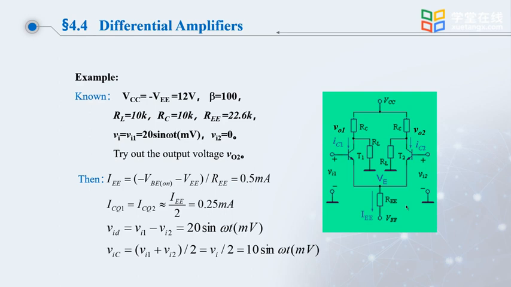First of all, we should find the static operating point of the differential amplifier. You can get the size of each transistor's ICQ1 and ICQ2 current by solving for IEE. Then we express the two arbitrary input signals, Vi1 and Vi2, in the form of a differential mode signal and a common mode signal.